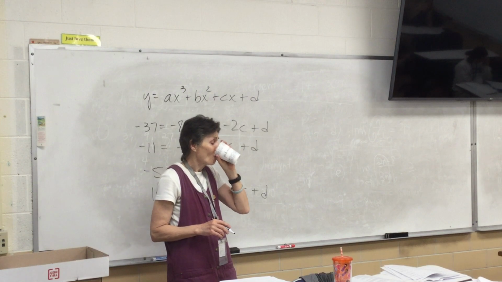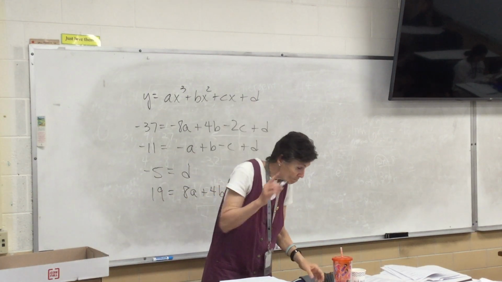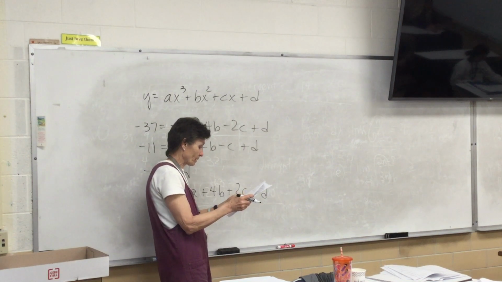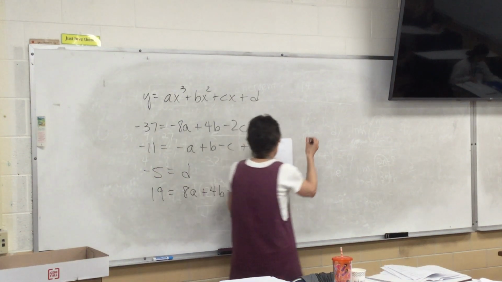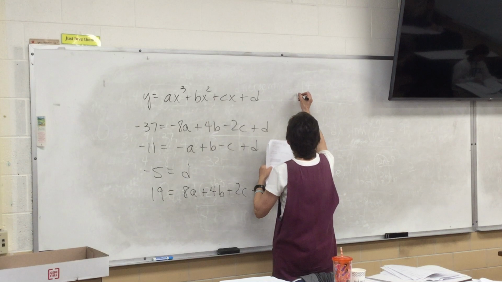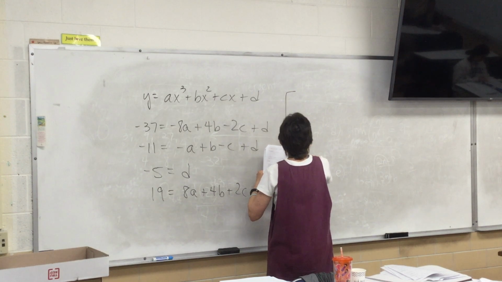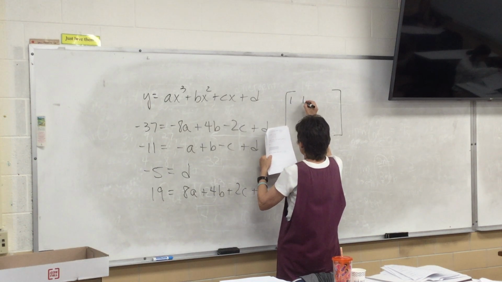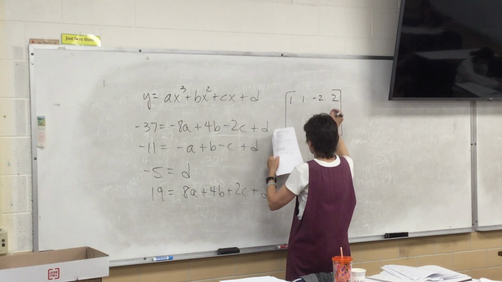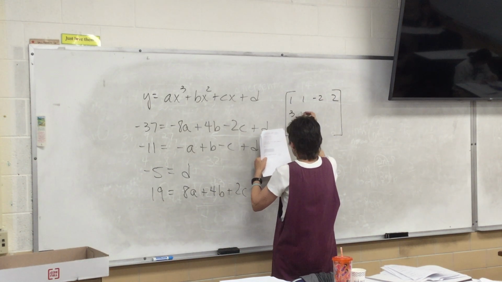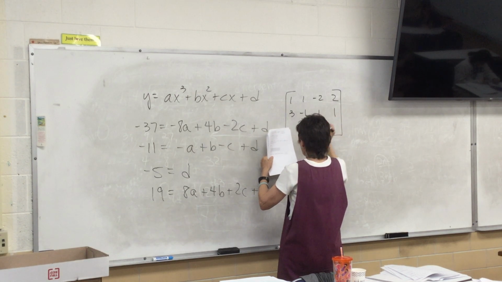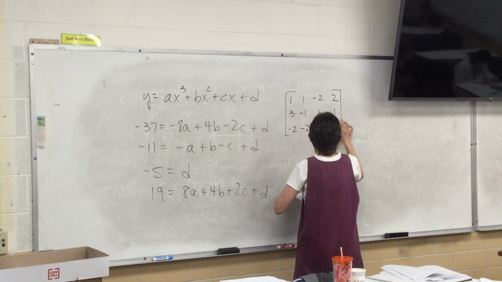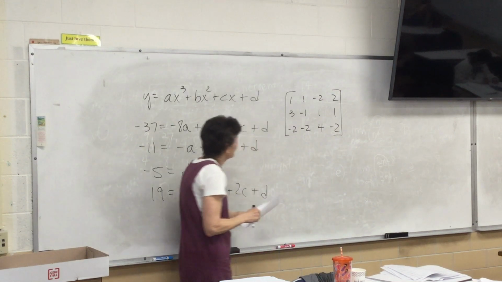All right, who else found something that we need to review? Tyler? 17 on review. All right, so it says use Gauss elimination, so I'm going to do this by hand. So 1, 1, negative 2, 2. 3, negative 1, 1, 1. Negative 2, negative 2, 4, and negative 2. Okay.